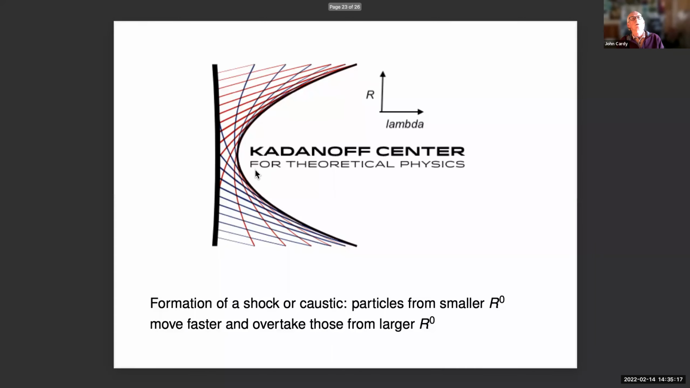In fact, in your logo, you can basically see the formation of a shock here. If we've got R going up the board, lambda going across the board, then what is happening here is that the particles in the red that start from a smaller R are moving faster than the ones that start at a larger R, and they form this caustic or shock wave here. I'm not sure where this came from, but it's an interesting illustration of the formation of a shock or caustic.